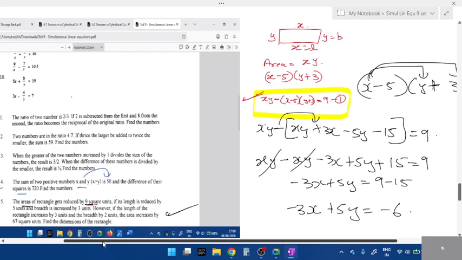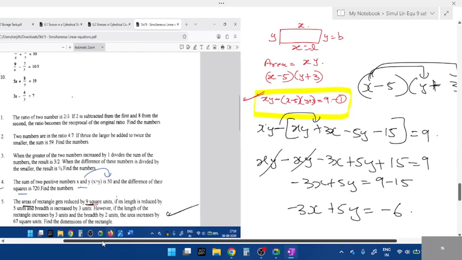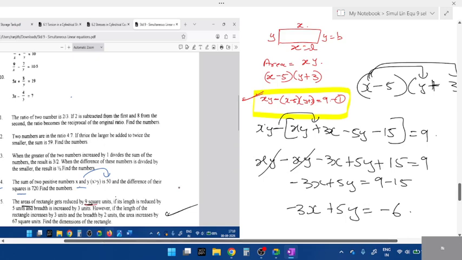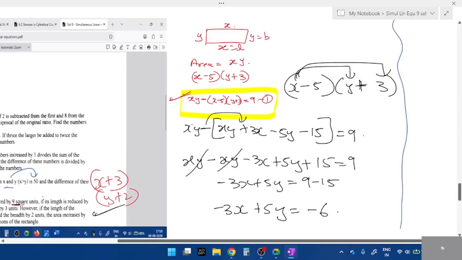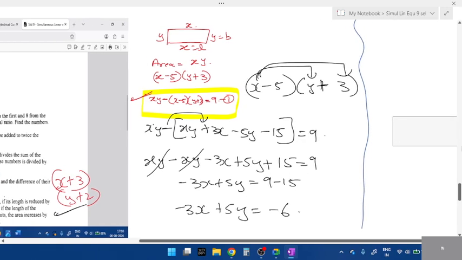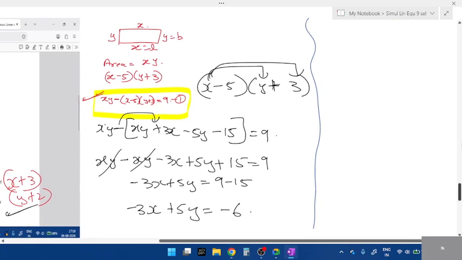What was given in the second one? If the length of the rectangle increases by 3, x plus 3, and the breadth also increases by 2 units, then the area increases or decreases? Yes, area increases by 67. So whenever area increases is given, first put x plus 3, y plus 2, then put minus xy.